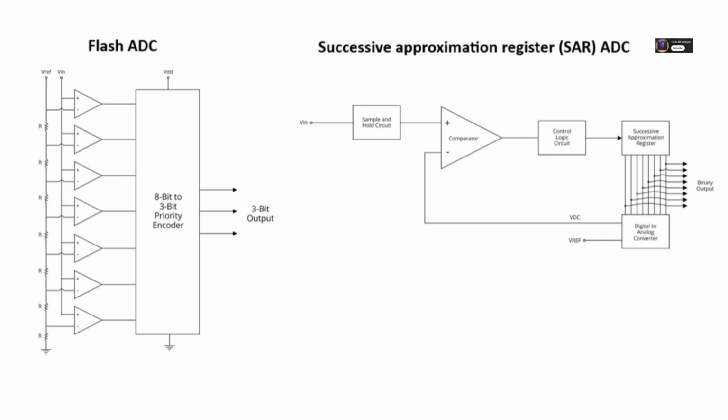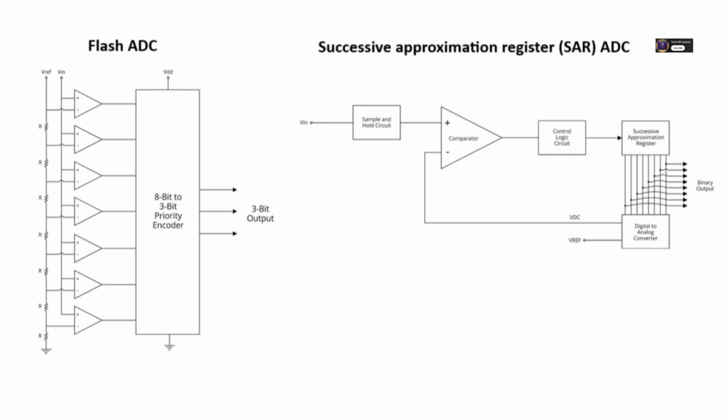The catch is they need a lot of comparators, like 2^N - 1 comparators for N bits. So for high resolution, the chips become physically large, consume a lot of power, and get very expensive. You find them in really high-speed stuff, like oscilloscopes or software-defined radio. Okay, so flash is fast but pricey. Yeah. What's common in microcontrollers?